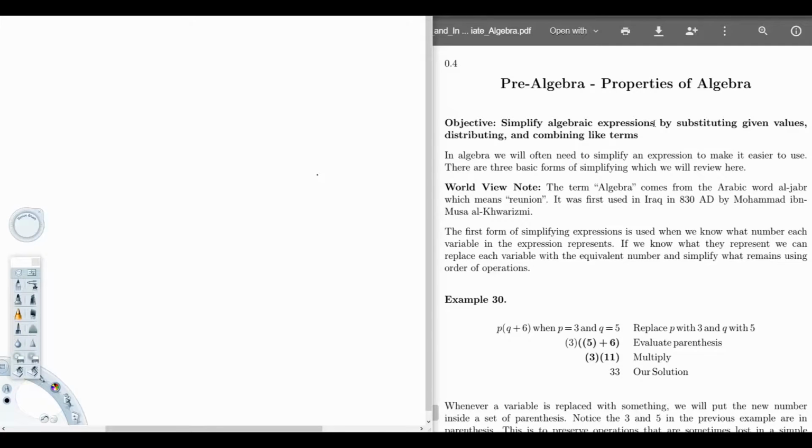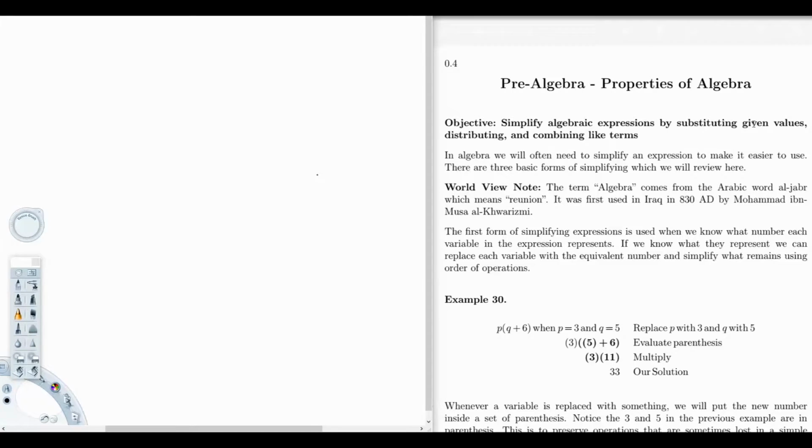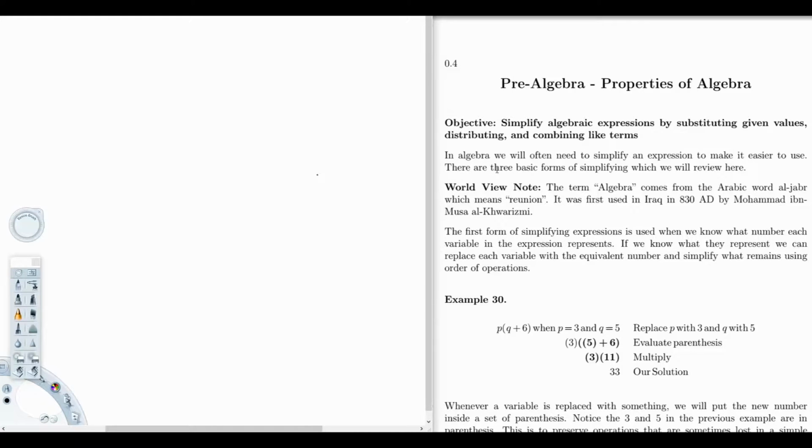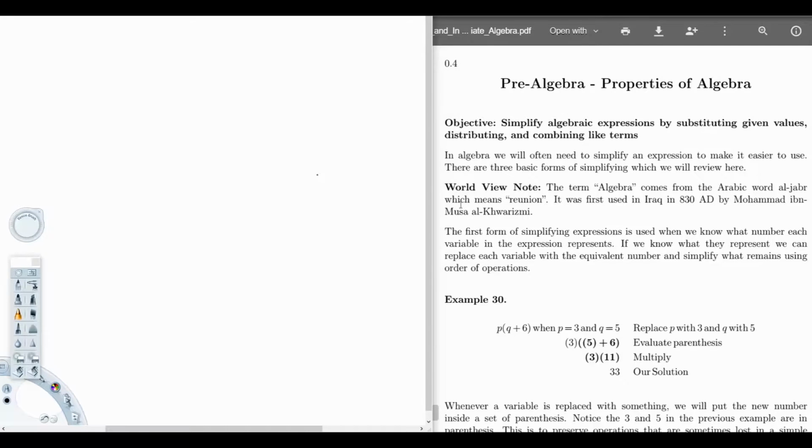The objective is to simplify algebraic expressions, which really means things containing x and y, by substituting, giving values, distributing, and combining like terms. So we're going to build on what we've already learned in the other chapters. It says here, in algebra, we often need to simplify an expression to make it easier to use. There are three basic forms of simplifying, which we will review here. A little world view note says the term algebra comes from the Arabic word, which means reunion. It was first used in Iraq in 830 AD by Mohammed something.